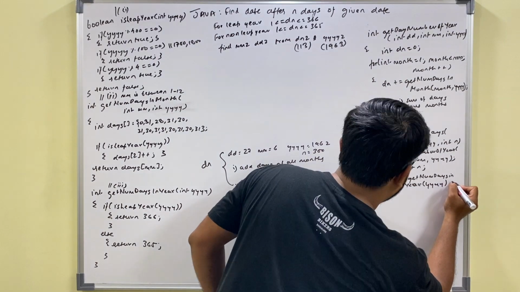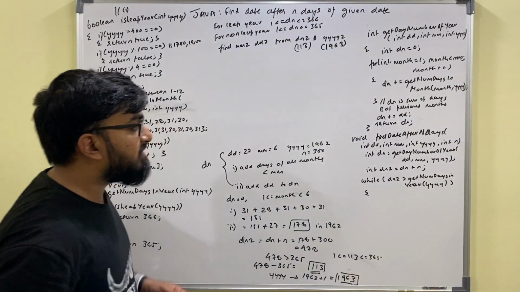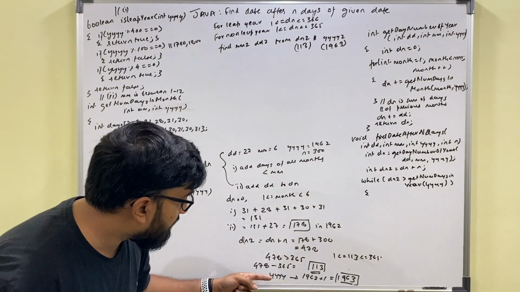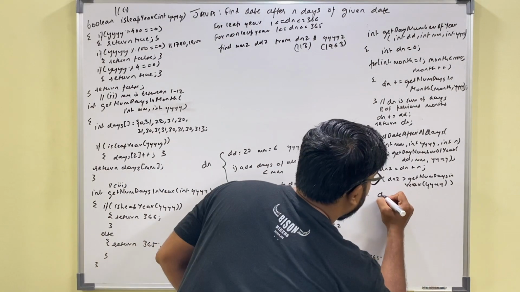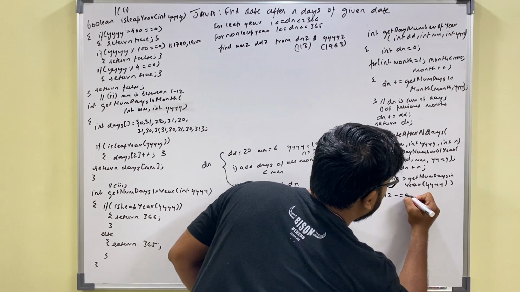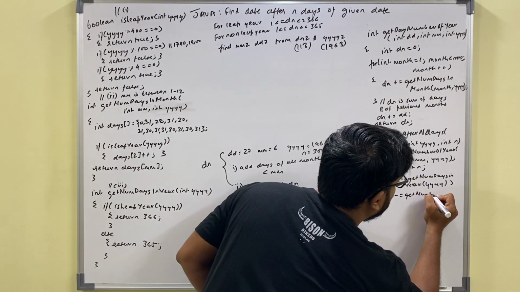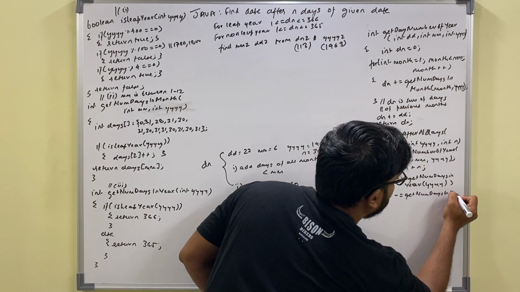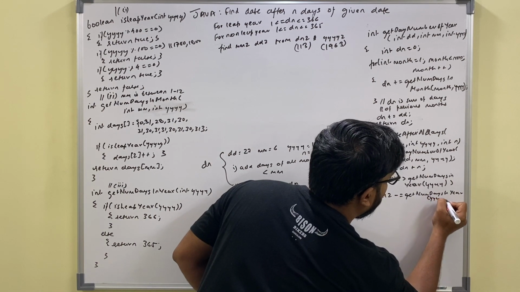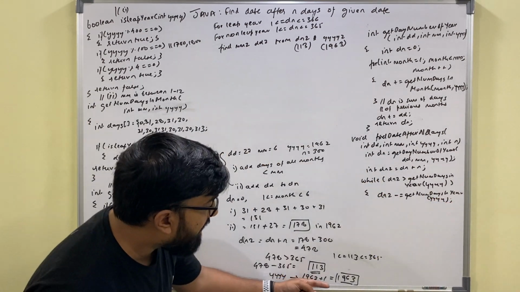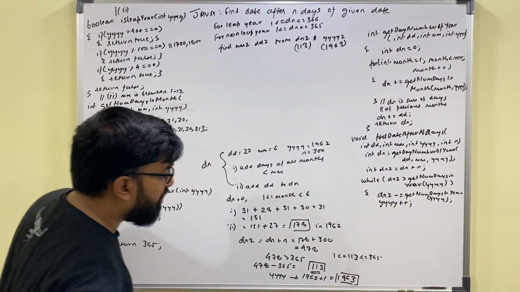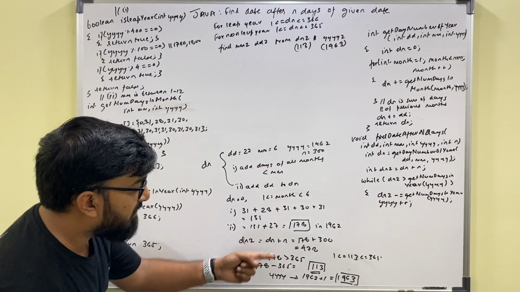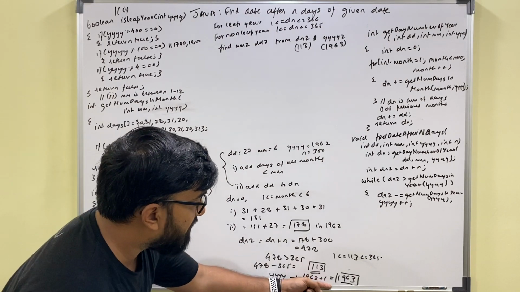Okay, as long as this is the case, I subtract the number of days in this year from this dn. So I do dn2 minus equal to get num days in year yyyy. Okay, and I increment the year, because when we removed 365 from this dn2, we incremented the year by 1.